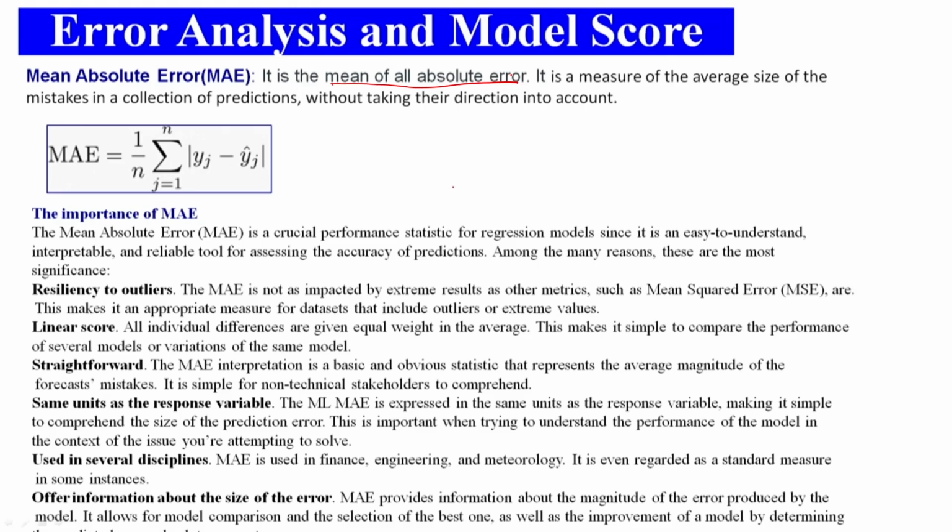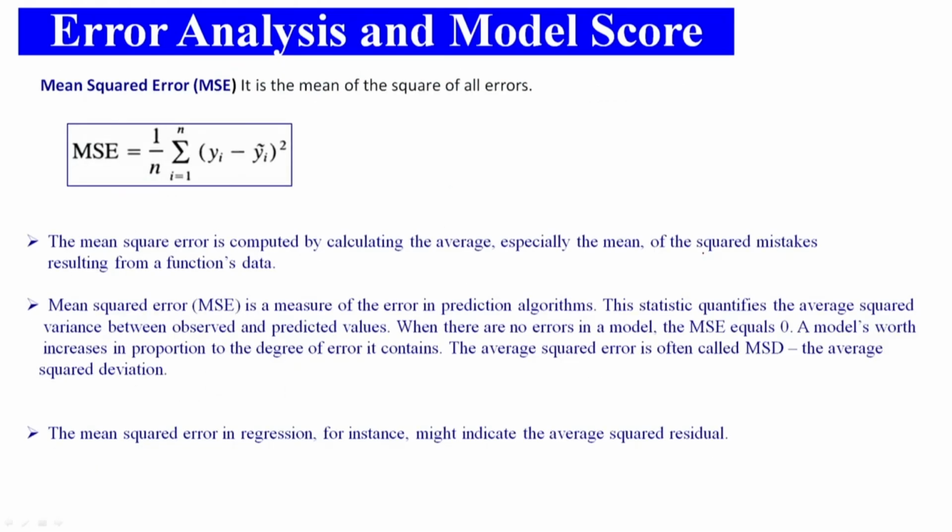It tells you the measure of absolute average size of mistakes in a collection of predictions, and it does not take any direction into account, because it is using the mod value, right. So, you can also use mean square error, that is why it is a mean of the square of all errors, and it is defined like this.